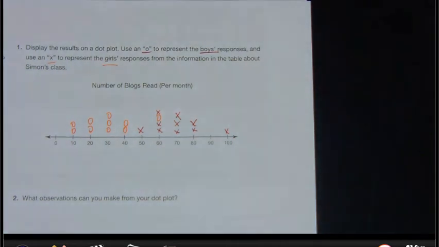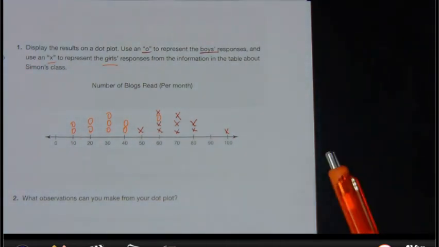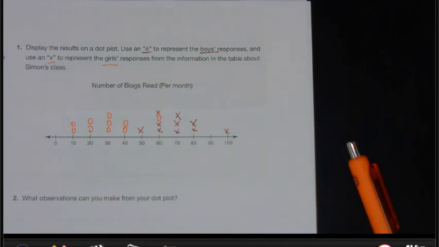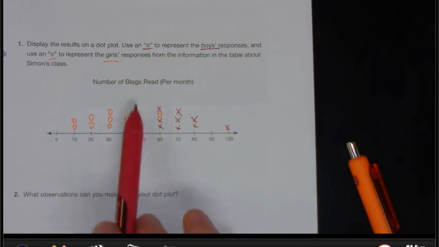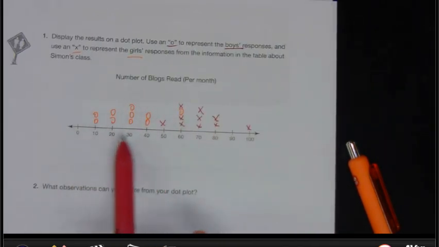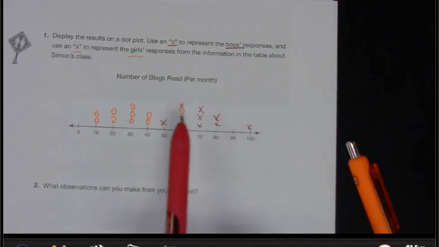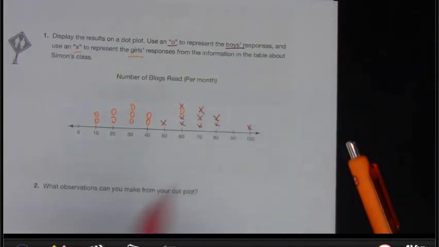All right, so here we go. It's asking us, what observations can you make from the dot plot? I noticed that most of my O's for the boys are down in the lower portion, and most of my girls, the red X's, are in the top right. The number of blogs that the students read per month ranges from 10 to 100, and the average number of blogs read per month is probably around 50.